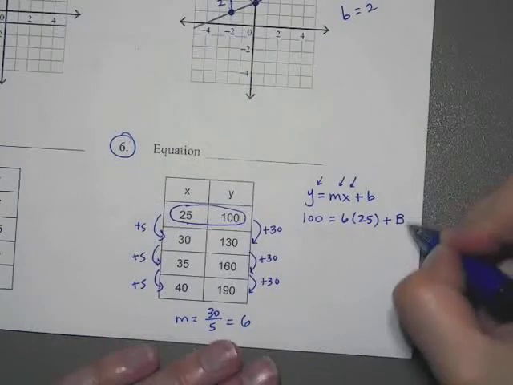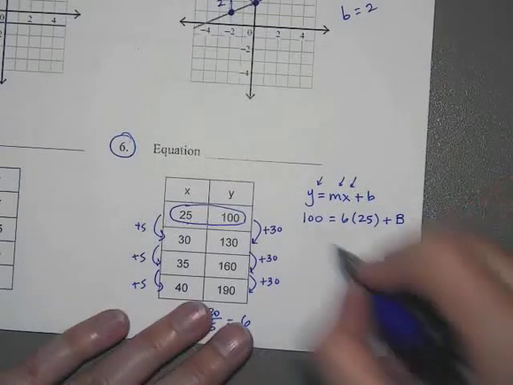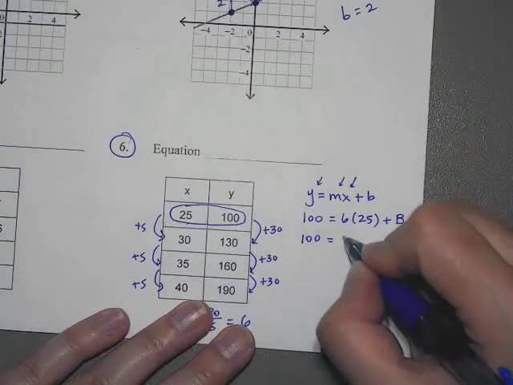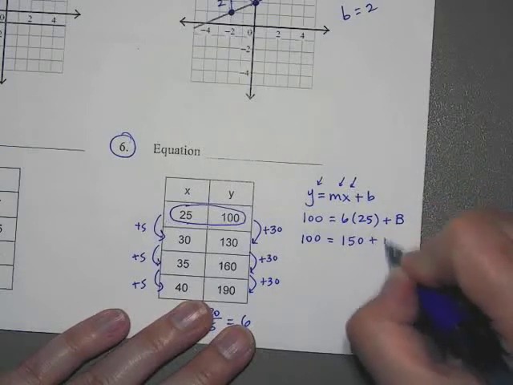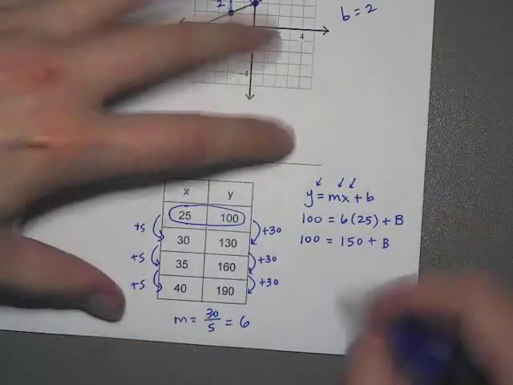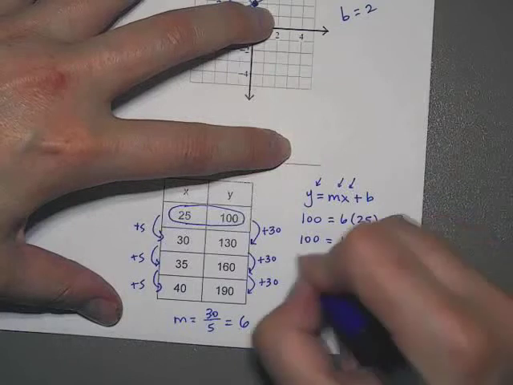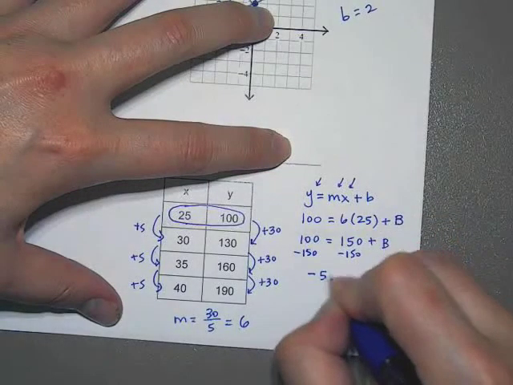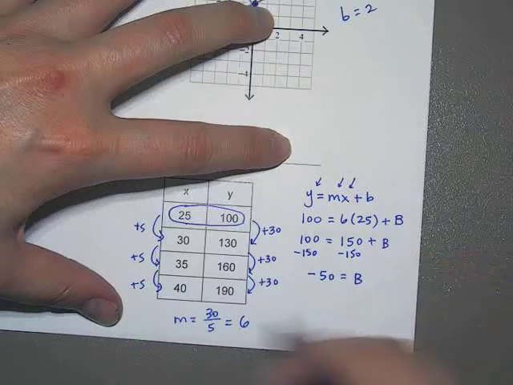All right, so now we're solving for b. 100 equals 6 times 25, which comes out to be 150, plus b. And now to get b by itself, I have to subtract 150 from each side. 100 minus 150 is negative 50, equals b. So now I have the two things I need.